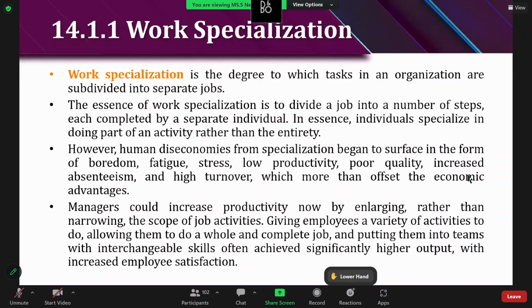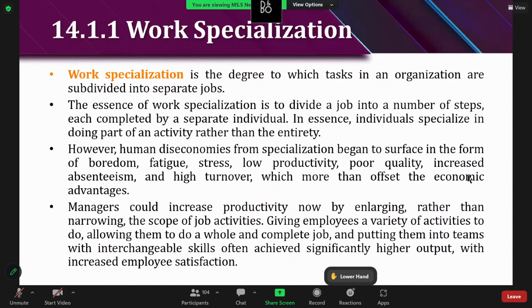So work specialization means the degree to which the tasks in an organization are subdivided into separate jobs, and the degree to which people are specialized, having expertise in doing a particular job. So that is what work specialization means: to what extent the tasks in an organization are divided into smaller parts, and to what extent different individuals complete these different tasks.